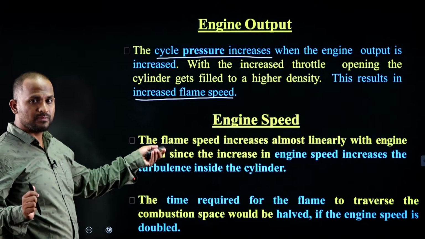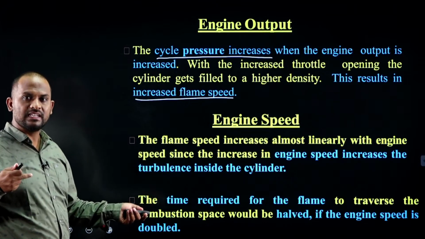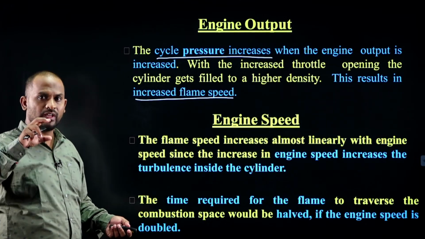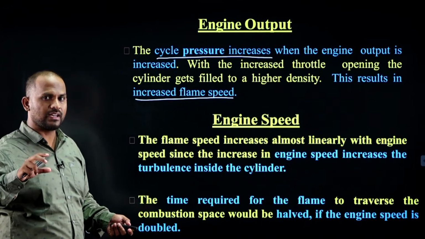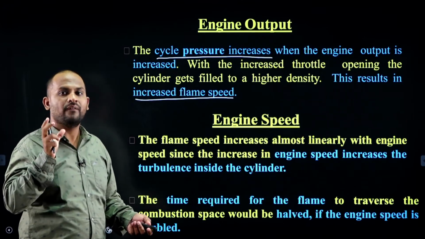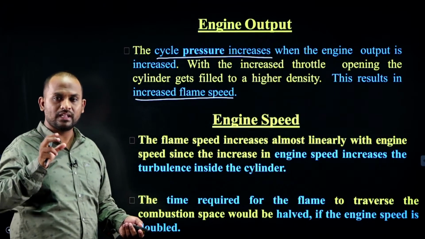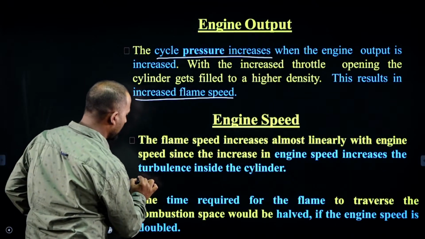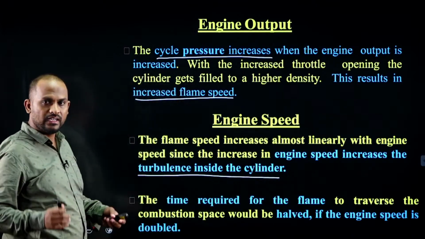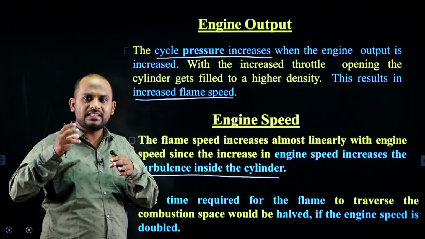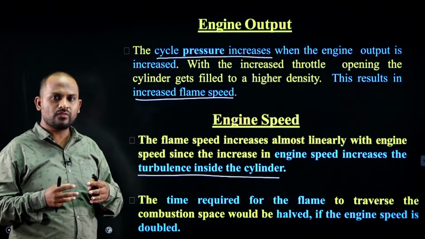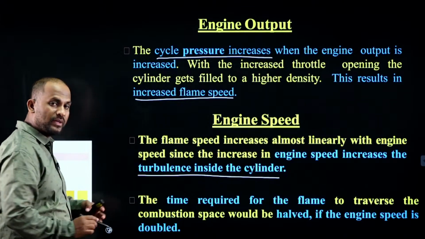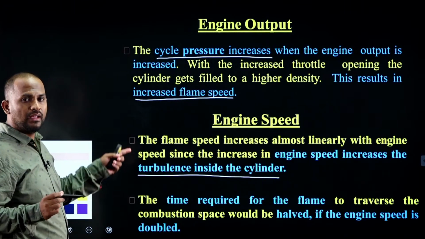Now according to the engine speed, when the engine speed is increasing, the piston tends to reciprocate at a much faster rate. Because of the piston reciprocating at a faster rate, the charge above the piston, that is the air and fuel particles, tend to move against each other. That means a turbulence is created inside the cylinder. Because of that turbulence a proper mixing takes place, and because of that proper mixing the flame speed can be increased.